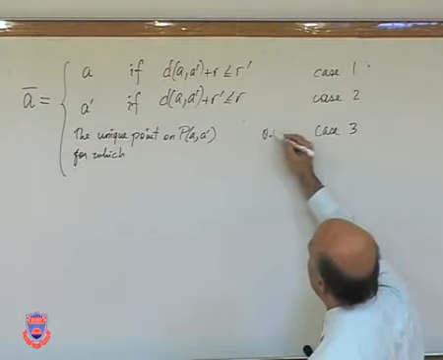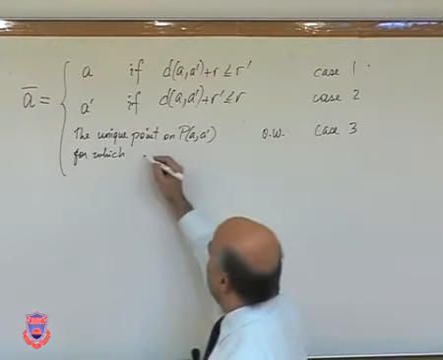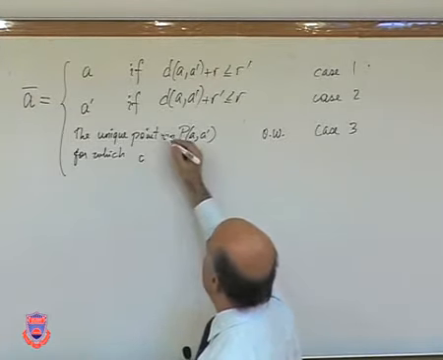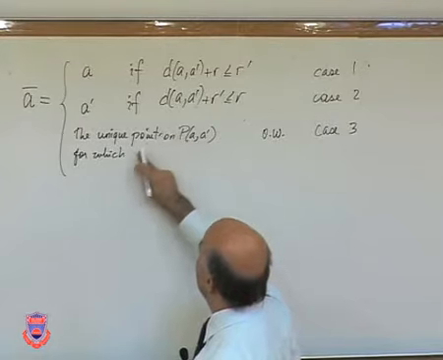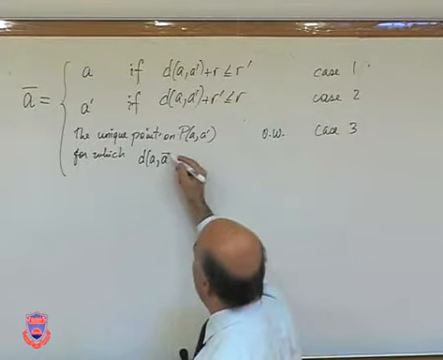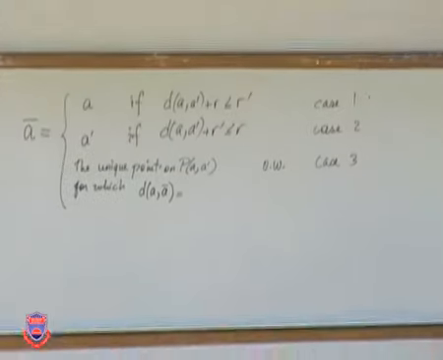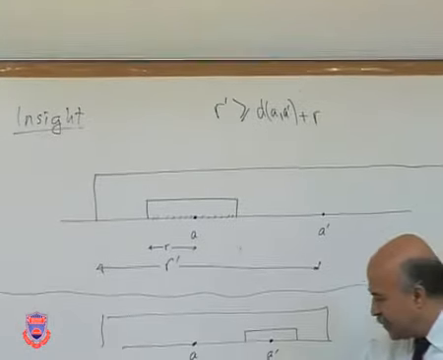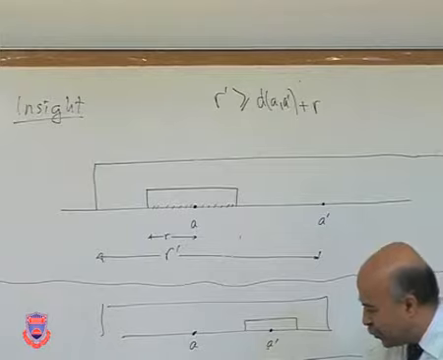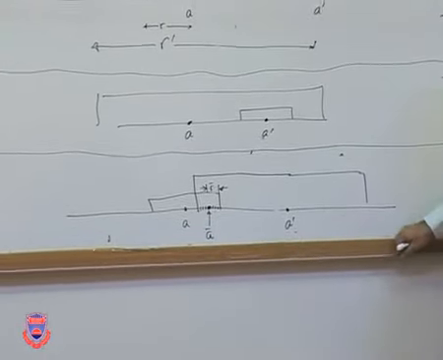Let me just write otherwise here. Neither of them hold. Okay. The unique point on the path A to A prime for which the distance between the unique point, let's give a name to it, well, for which the distance between that proposed point and A, the distance between A and the proposed point A bar should be something. What do you think it should be?